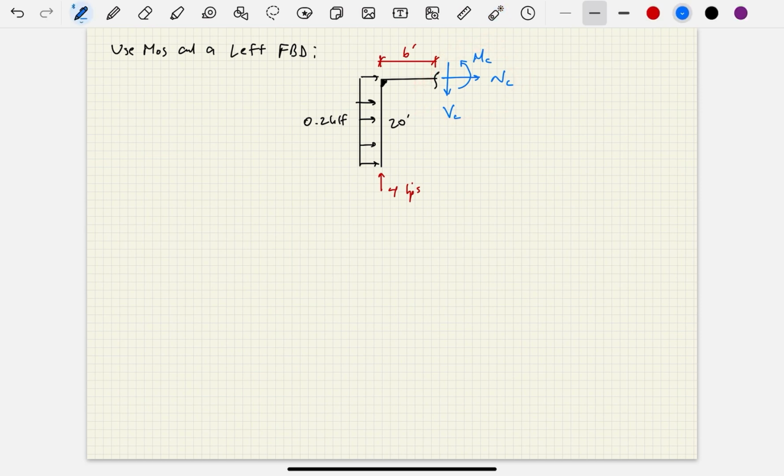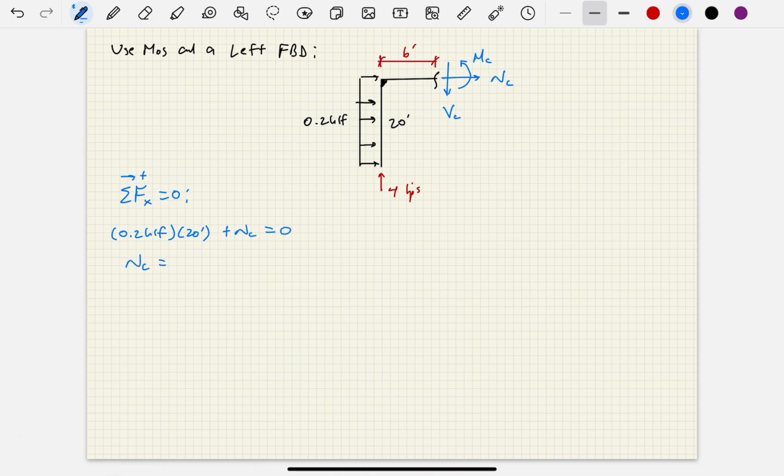internal loads, okay? So doing that, I'm going to start with, how about I just start with the sum of the forces in the X direction equals 0. So I'll have 0.2 KLF times 20 feet plus NC equals 0.